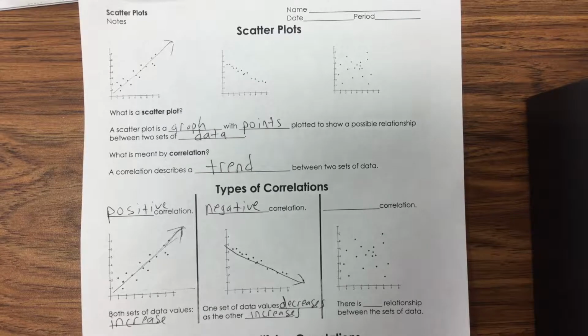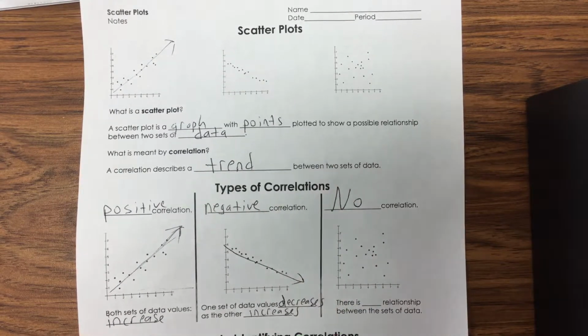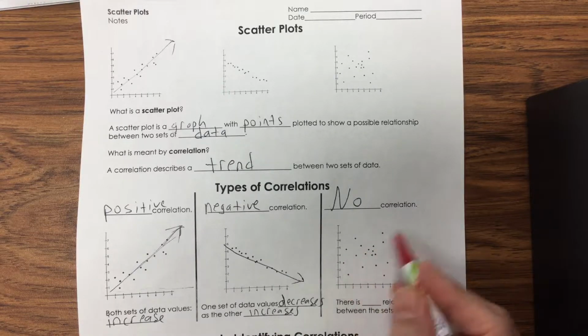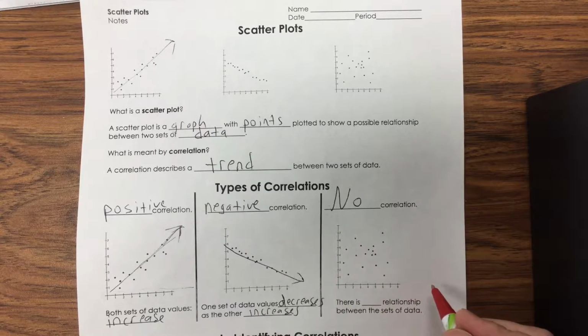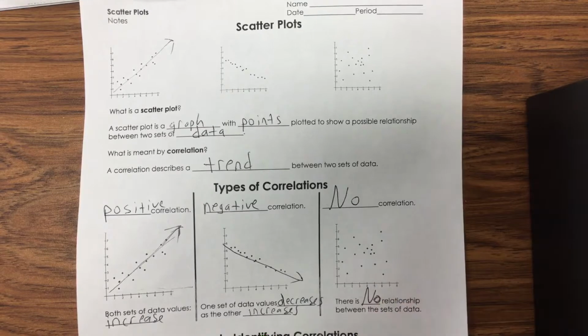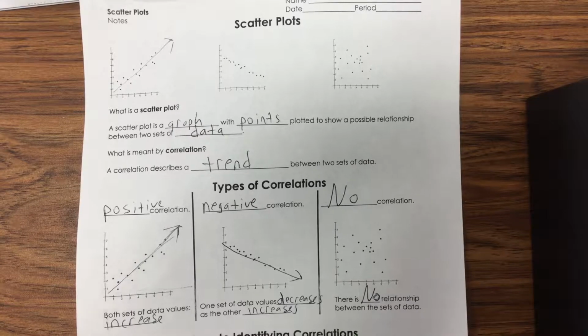The third type is when you don't have a correlation. This is no correlation. The points are scattered and you cannot tell an uphill trend or a downhill trend, so there's no correlation. There is no relationship between the sets of data. All right, and those are the three types of correlations we'll be talking about with scatter plots.